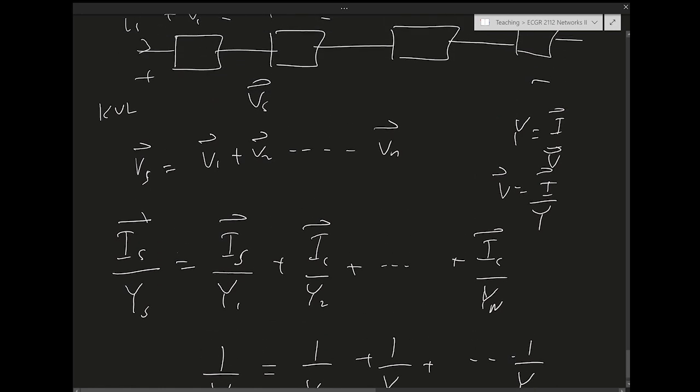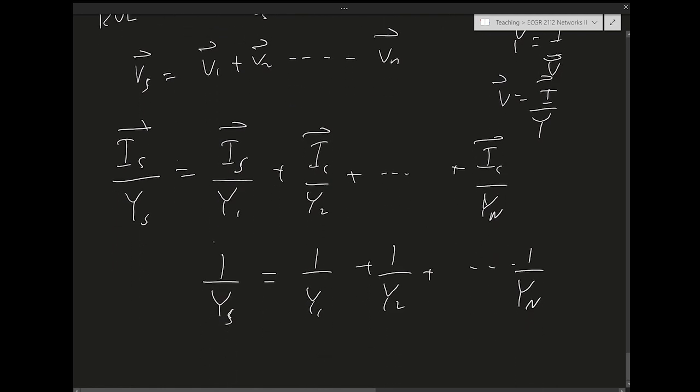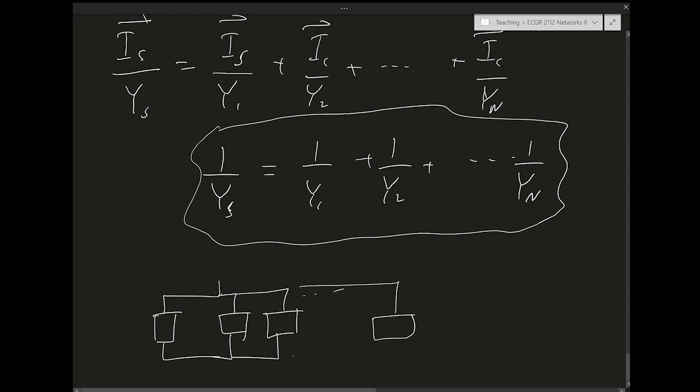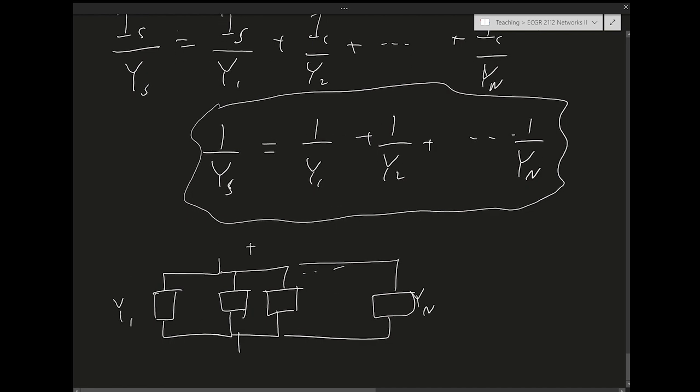When we have a series connection of admittances, we get a relationship akin to the parallel case for impedances. And the same thing for a parallel connection of admittances: we get a relationship akin to the series connection of impedances. So I have Y1 up to Yn, and the voltage is the same, Vs, across all of those.